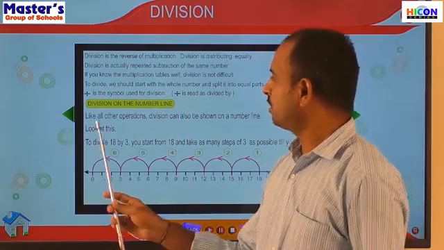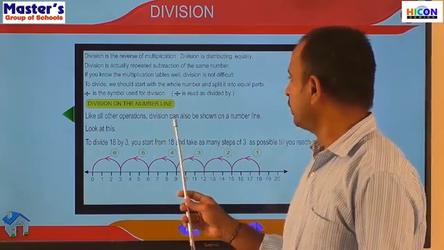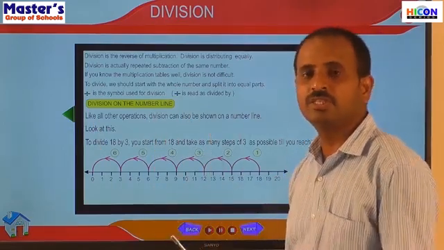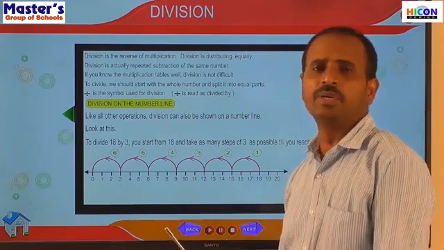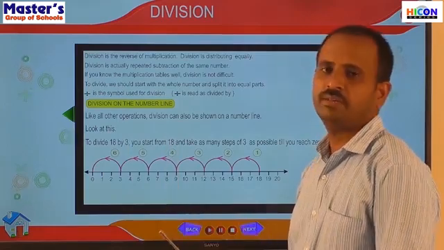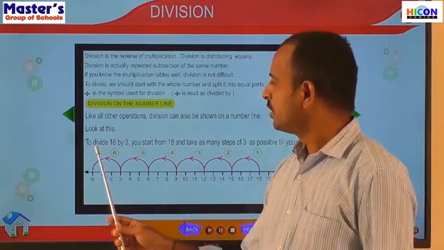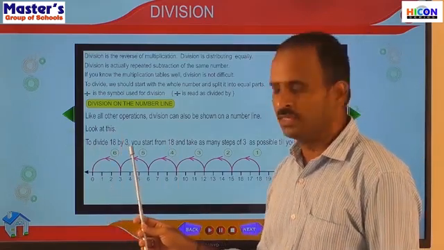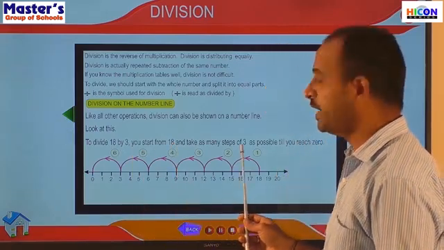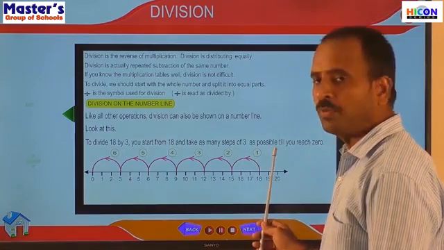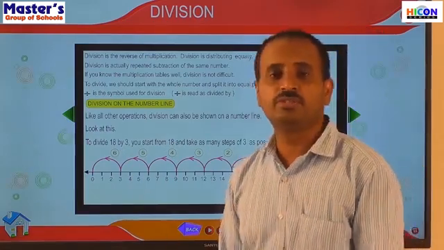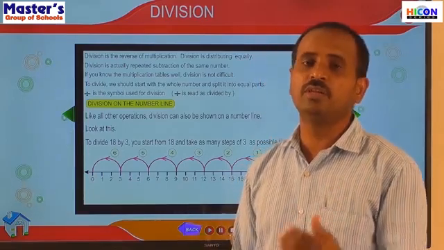So children, like all other operations, division can also be shown on a number line. Like addition, subtraction and multiplication, division can also be shown on the number line. So children, look at this. To divide 18 by 3, you start from 18 and take as many steps of 3 as possible till you reach 0. Did you understand how to show division on the number line?